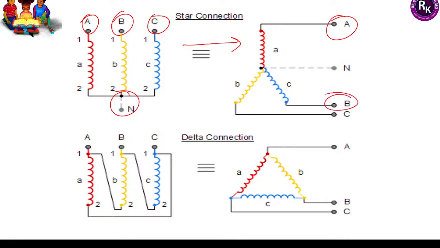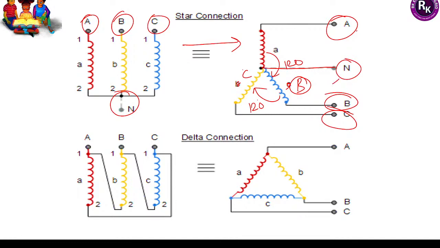phase A, and then phase B, and then phase C. Okay, see, this is not C, it should be B. Phase A, after 120 degree, phase B will appear. From phase B, after 120 degree, phase C will appear. So that is the correct connection, and another common terminal will be the neutral line. So in star connection, we will have four terminals: neutral, A, B, C.